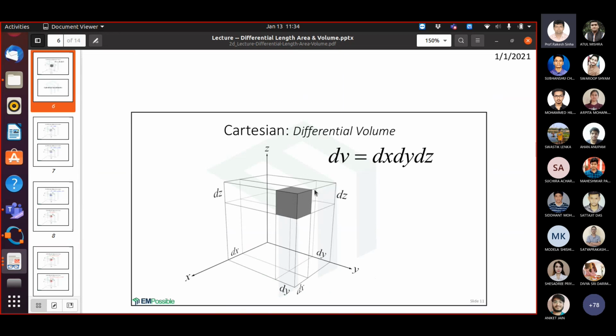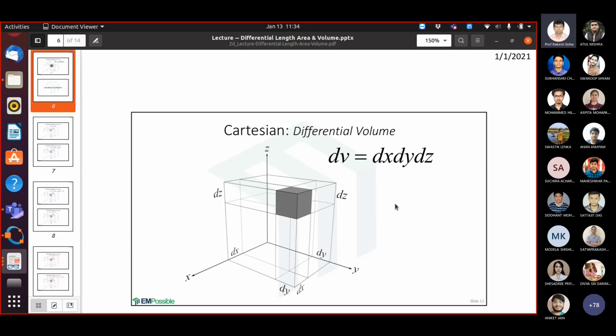This is basically the differential volume. Please note that the differential volume is directionless. It does not have any direction. The differential volume is a scalar quantity, but the differential length can be a vector quantity, and the differential surface can be a vector quantity. This is very useful when you do a volume integral. Let's say you have a volume charge distribution over a particular volume.